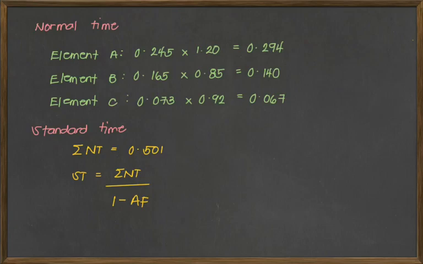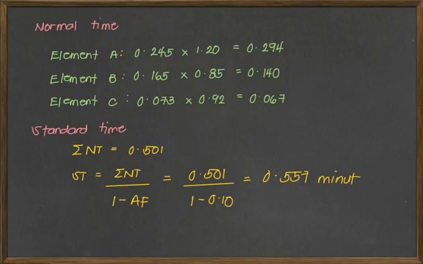total workday. So we will be using the formula for case 2, which is your summation of your normal time divided by 1 minus the allowance factor. Then plugging in the formula, that's 0.501 divided by 1 minus 0.10, and that should give us an answer of 0.557 minutes.